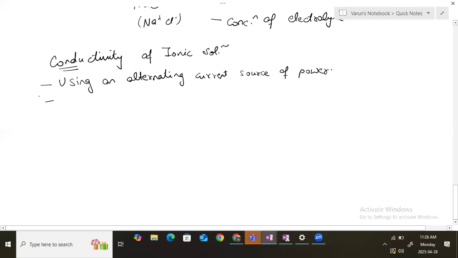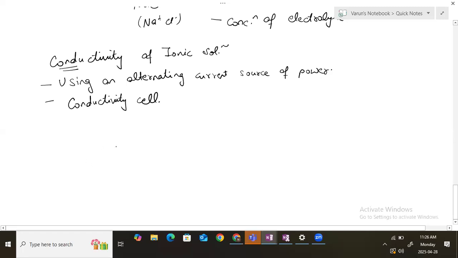Next problem is to connect the wires in a solution. It is a big problem: how can we connect wires in a solution? Can we directly place wires in a solution to make our circuit complete? No, I don't think so. So for this problem, we basically use a conductivity cell, because placing wires in the solution directly is not feasible.